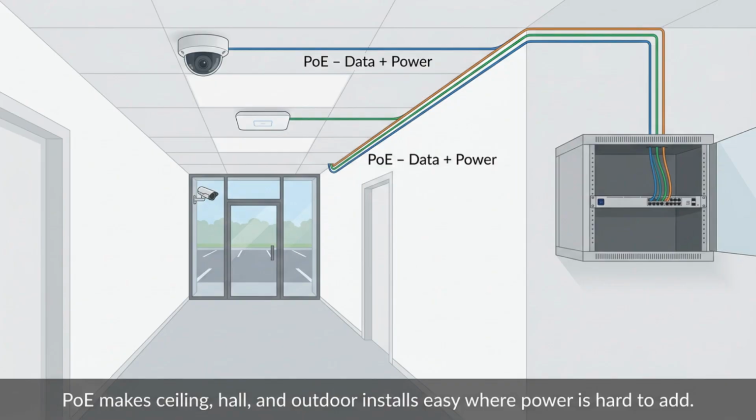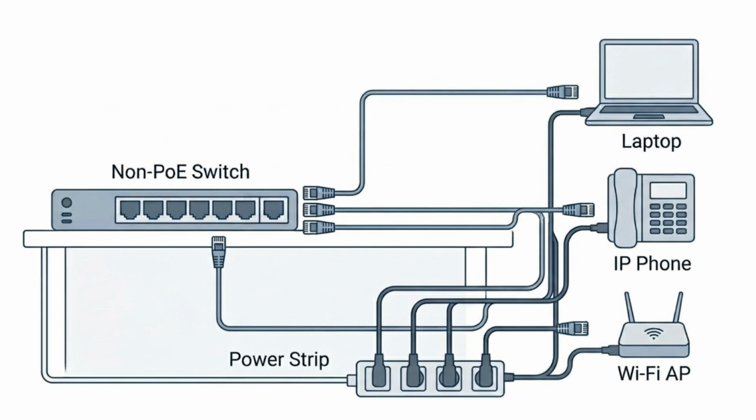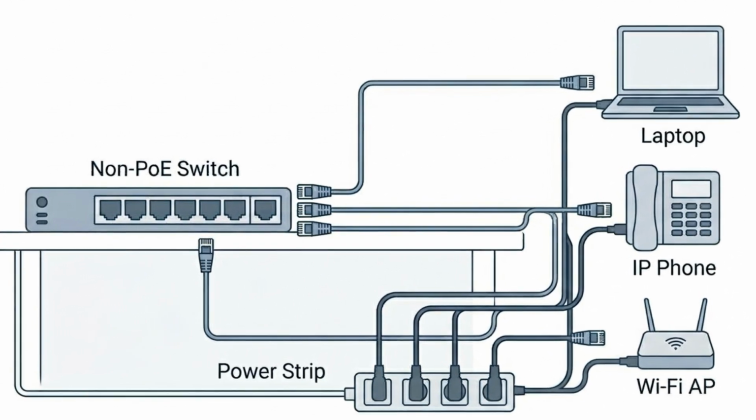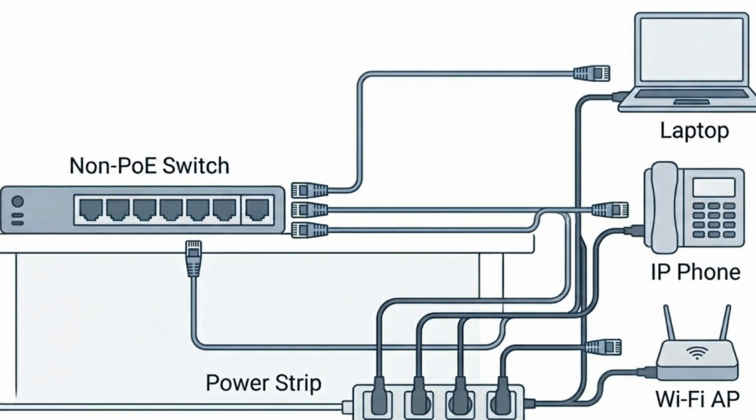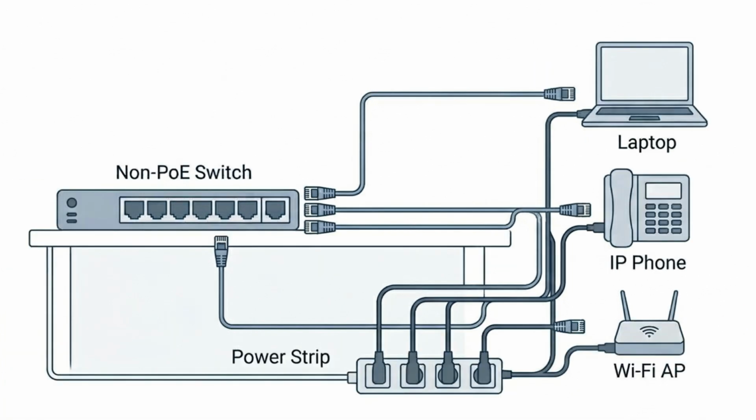PoE is very useful when devices sit on ceilings in halls or outside, where power sockets are hard to add. A single cable makes installs faster and safer for these spots. Non-PoE works well on desks or racks, where power strips are already close by. In many homes and small offices, a mix of both types is common.